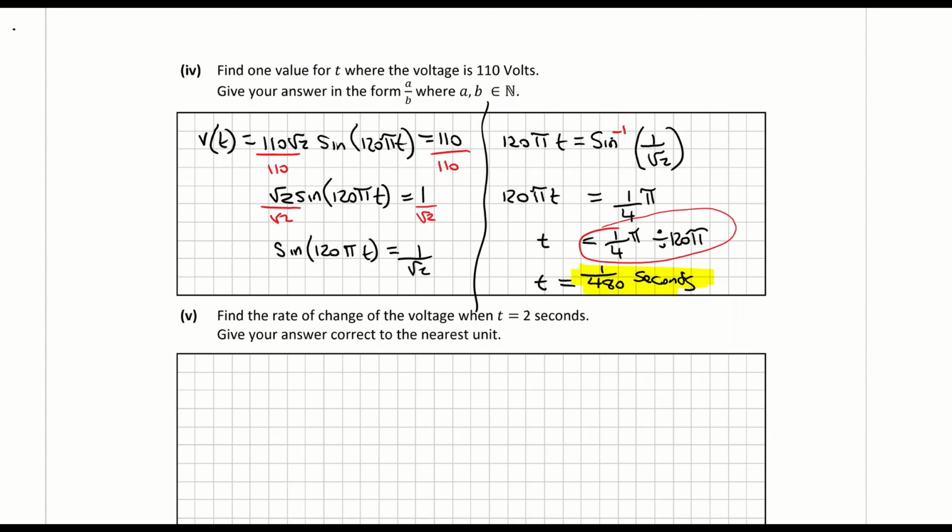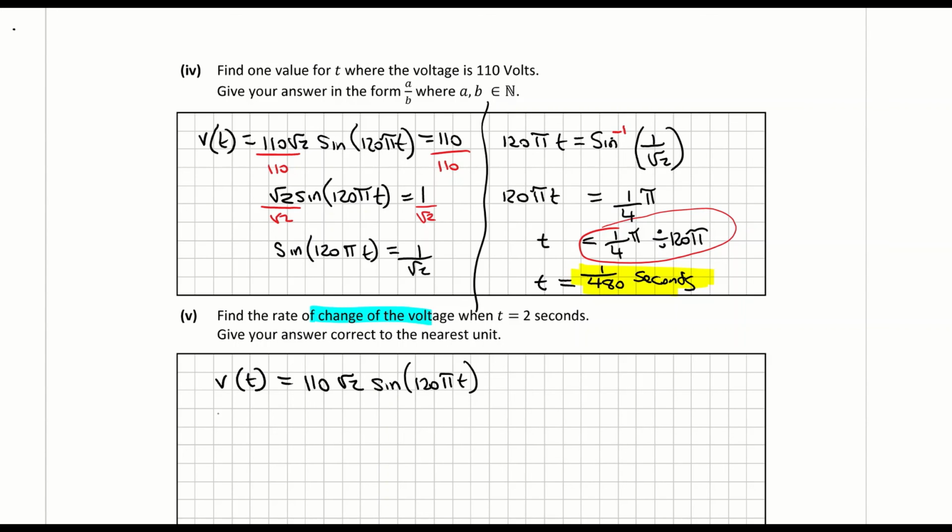And the final part, V. Find a rate of change of voltage when t is equal to 2 seconds. Rate of change there, first of all, should be drawing your attention to calculus and differentiation. So we need to find the derivative of our function. So let's just first of all put back down our formula for the function, which is written as 110 root 2 sine 120 pi times t.